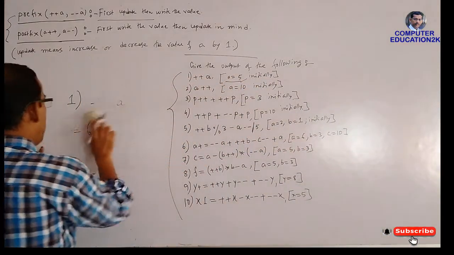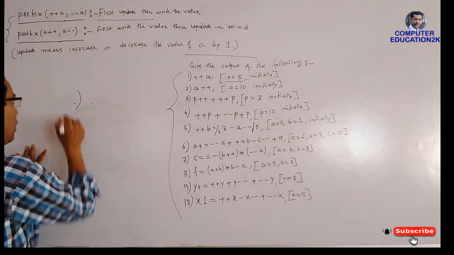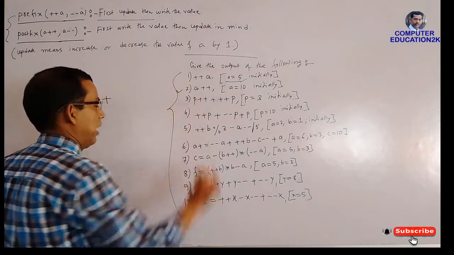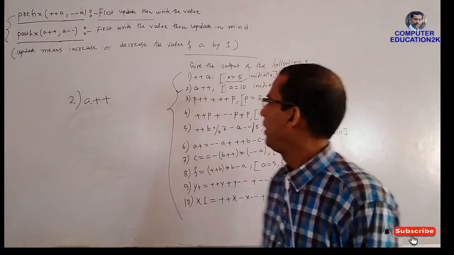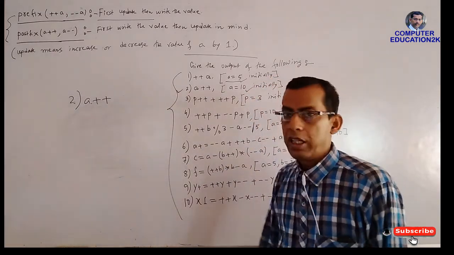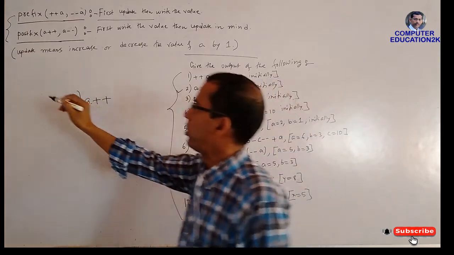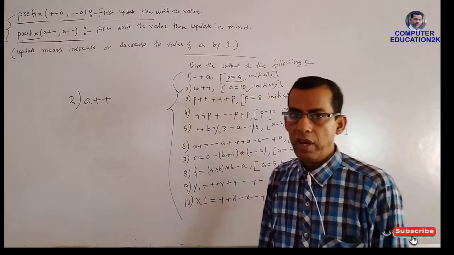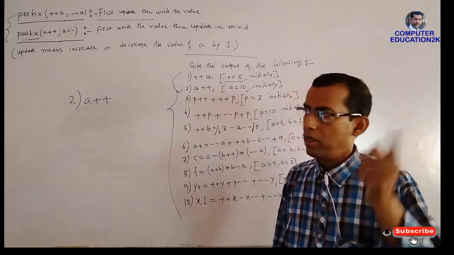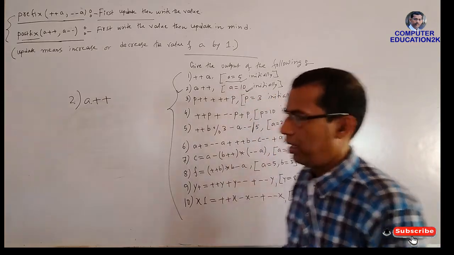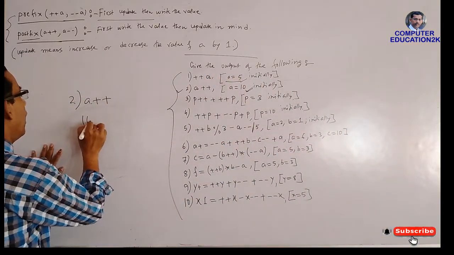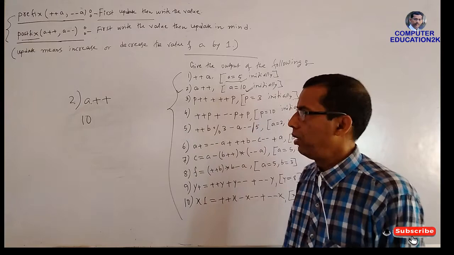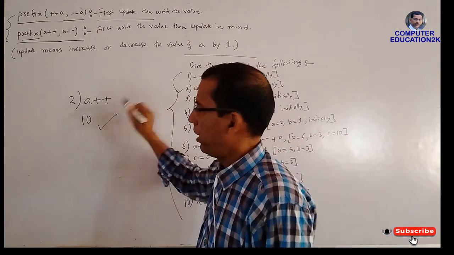Now you see number 2, a plus. What will be the output of this expression? The value of a is 10 initially. Here you have to see that it is postfix. In postfix, first write the value, then update in mind. What is the value of a? 10, so write 10, and in mind it will be 11. But after this nothing is there, so the answer is 10.